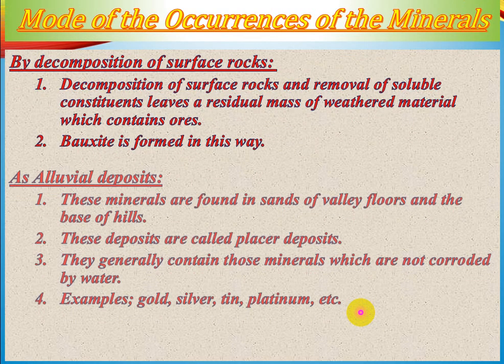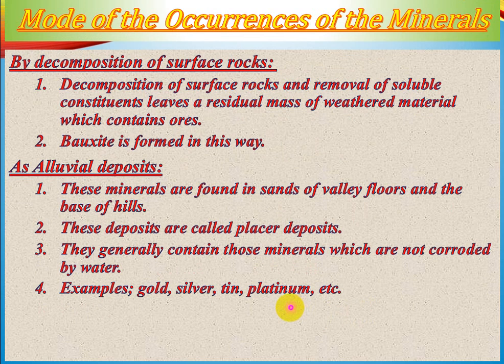Now let us proceed with the part of the writing. I just explained the same thing. It is that is there for the residual mass of the weathered material. Then bauxite is formed in this way, and we get aluminium metal from this ore, and the sand of the valley floors. The deposits are placer deposits, and that is not corroded by the water. The minerals, that is basically the minerals of the wealth.